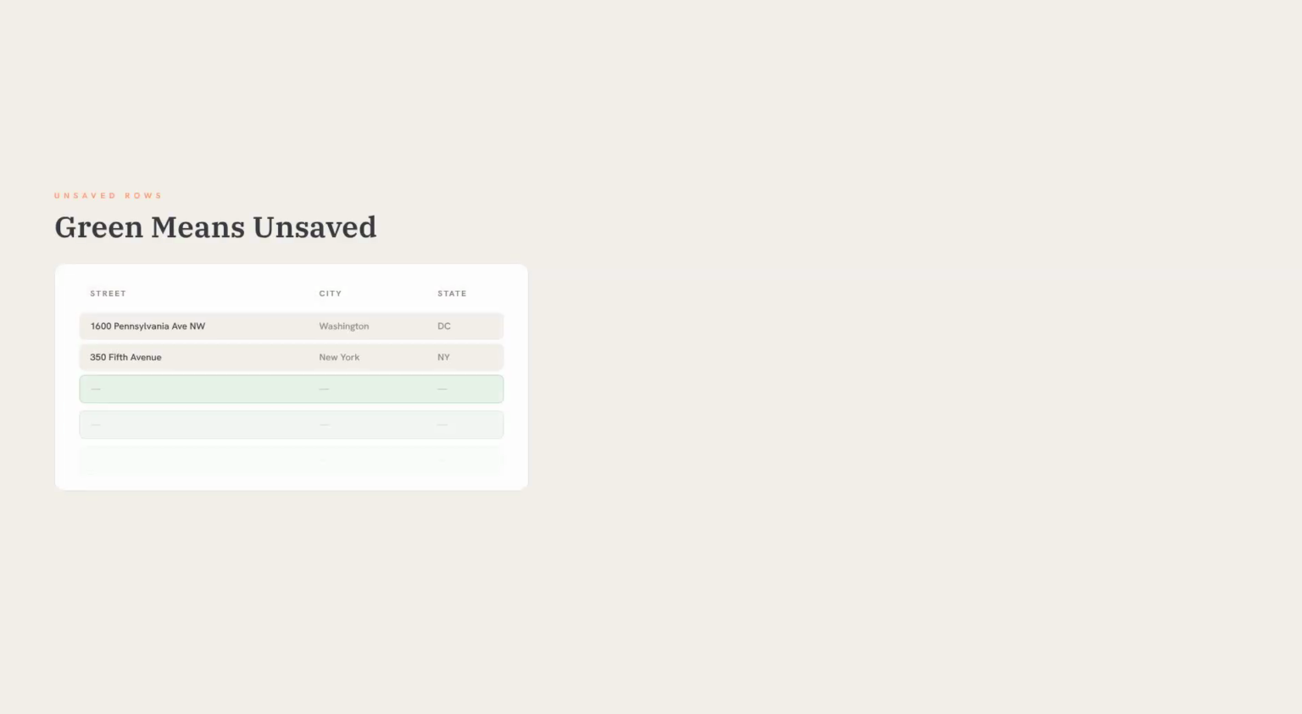New rows appear at the bottom of your spreadsheet with a green background. This green highlight means the rows haven't been saved yet. They'll stay green until you choose to save them.